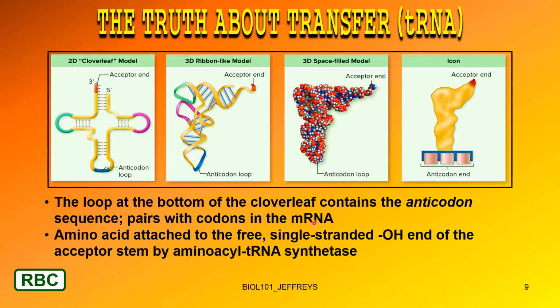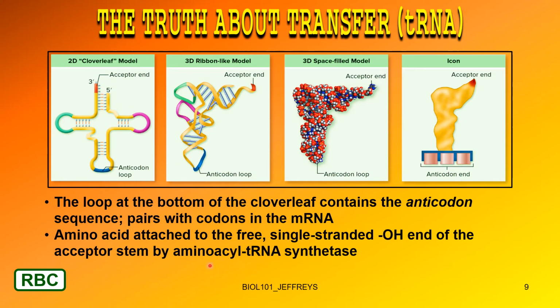So the loop at the bottom of the cloverleaf contains the anticodon sequence, which pairs with the codons in the message. So the amino acid that is coming in, that's going to be part of the polypeptide chain, and ultimately the protein, is attached to the 3' end. That's the free single-stranded OH at the end of the acceptor stem. You don't have to remember all those words. Just remember the 3' end up here is the acceptor end. That's where the new amino acid is going to attach.